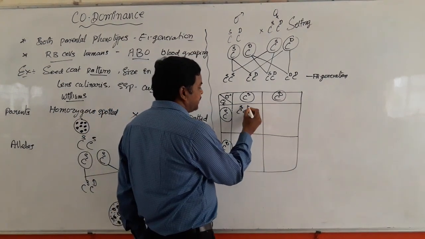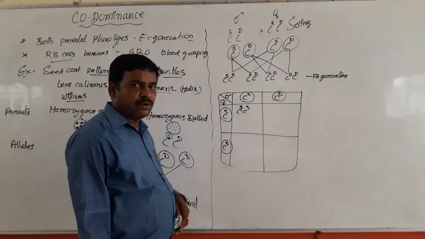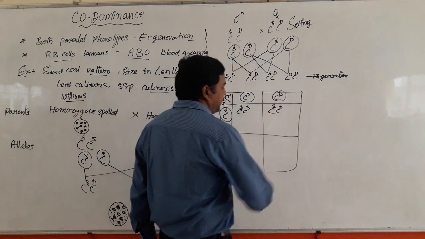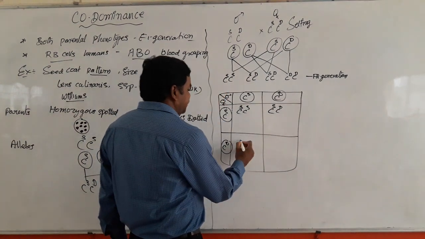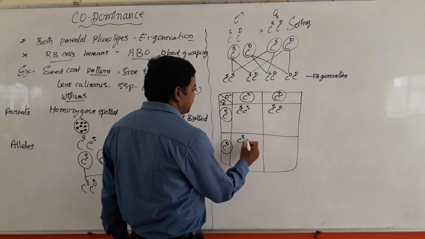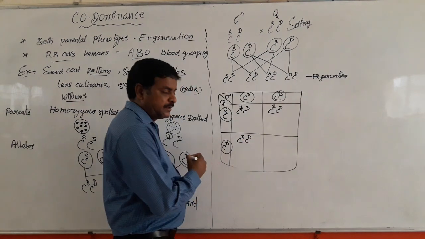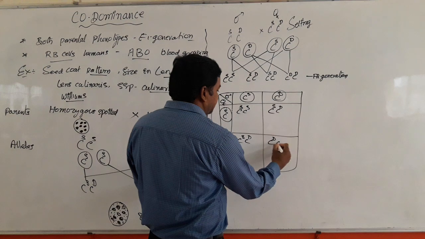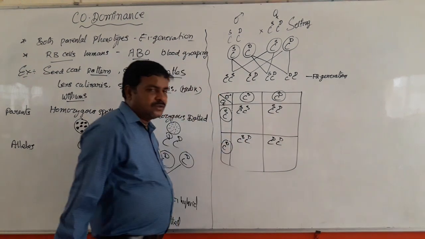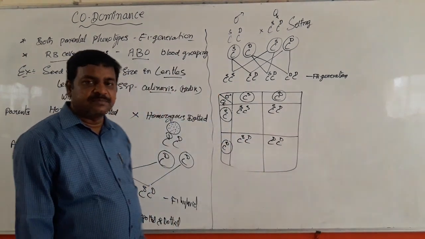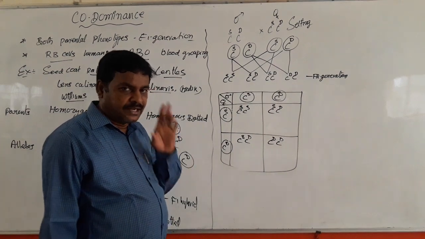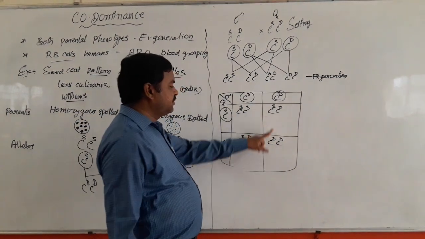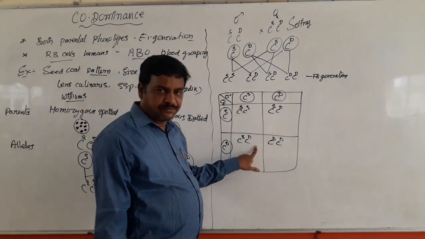CS CS, then CS CD, then CS CD, then the next combination CD CD. A total of 4 plants are formed in the F2 progeny as a result of the combination of these gametes. These are the genotypes of this F2 progeny.